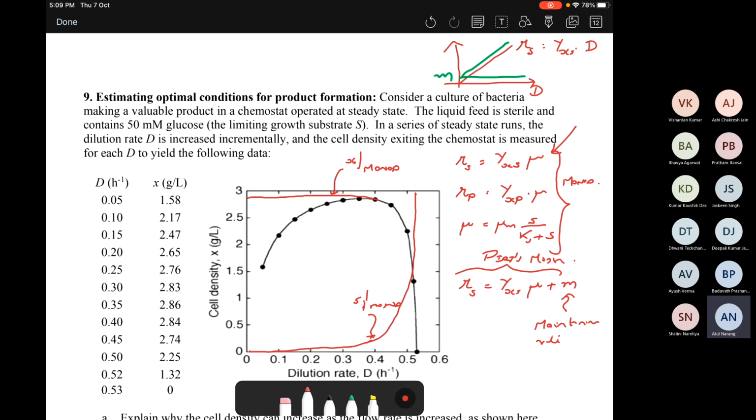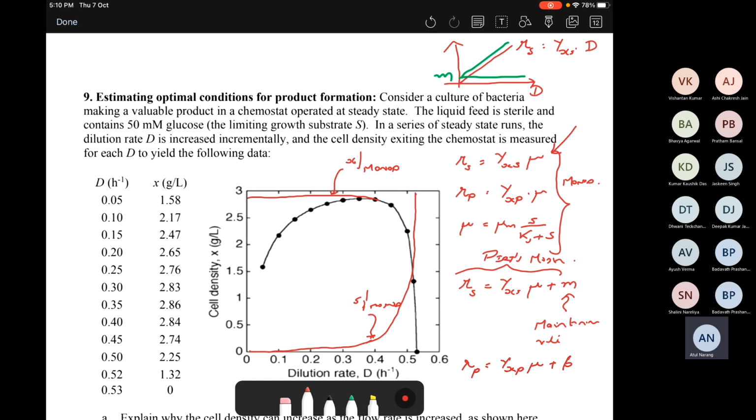Just as the simple Monod model says that the product formation rate is directly proportional to mu, somebody came along and said, no, Rp is not equal to Yxp times mu plus some constant, call it small p, or any other notation you want. This is just the analog of the Pirt model. There is a term that is directly proportional to mu, and a term that is independent of mu. The first term is called growth dependent, and the second is called the growth independent component.